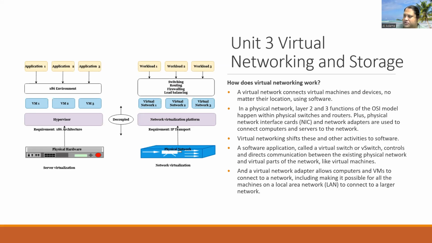All right, then. How does virtual networking work? A virtual network contains virtual machines, VM1, VM2, VM3. It connects virtual machines and devices, no matter their location, using software. Essentially, yes. In a physical network, layer 2 and 3 functions of the OSI model happen within physical switches and routers. Plus, physical network interface cards, NICs, network cards for short, and network adapters, like wireless adapters, are used to connect computers and servers to the network. Pretty straightforward. Virtual networking shifts these and other activities to the software.